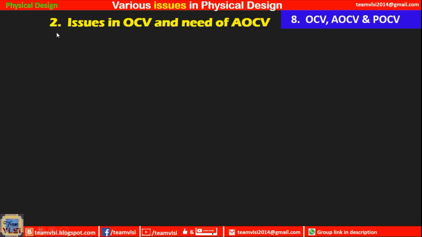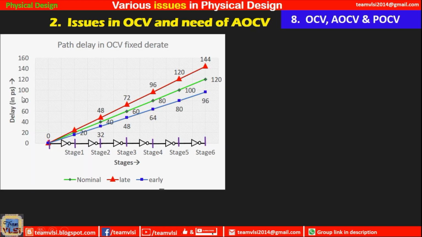Okay. So next are the issues with OCV and the need for AOCV. AOCV is advanced on-chip variation. So here is the path delay with OCV fixed derate. Your green line is the nominal delay, and on the x-axis we have stages. Here we have 6 stages: stage 1, stage 2, stage 3, stage 4, stage 5, and stage 6. In every stage we have 20 picoseconds delay.